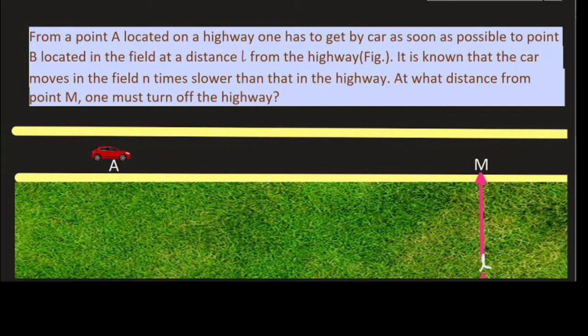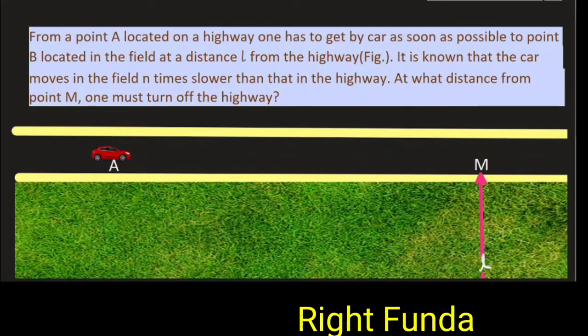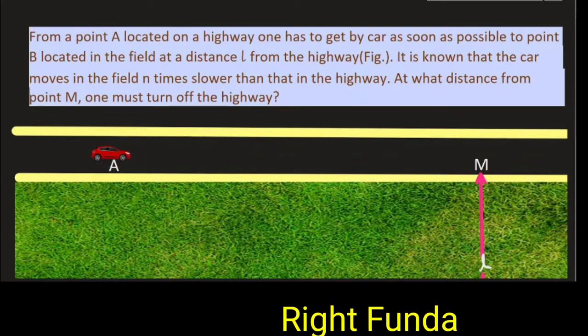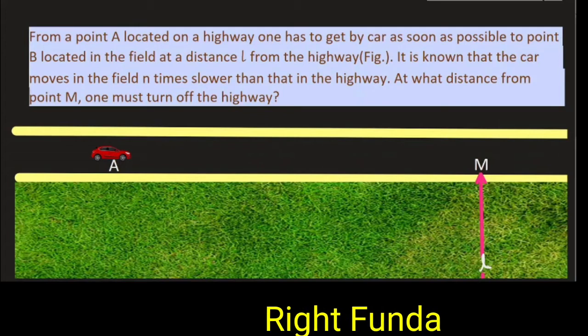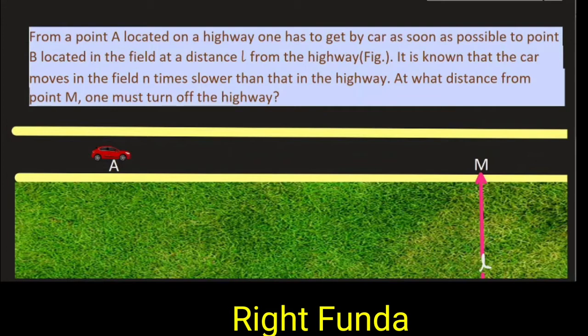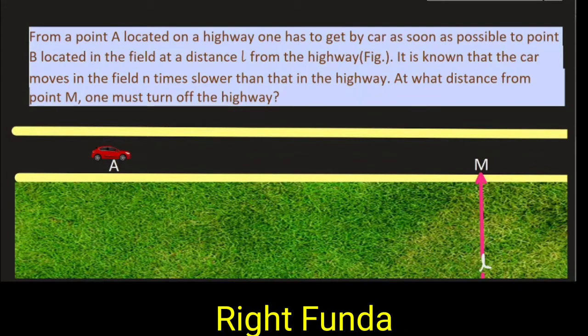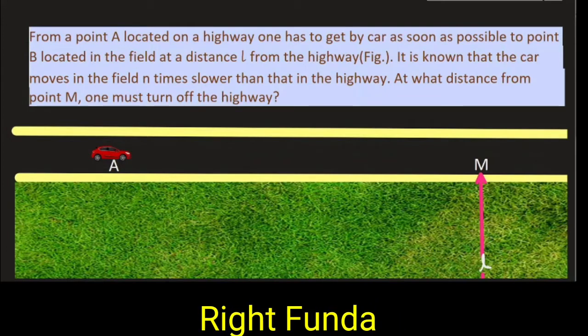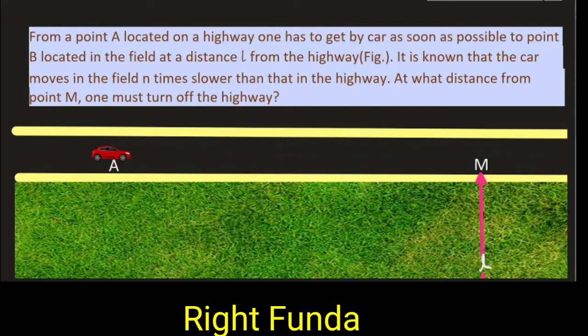Here is another interesting problem from kinematics. Let's go by the problem, what the statement says. From point A, located on a highway, one has to get by car as soon as possible to point B, located in the field at a distance L from the highway. That is shown in the figure. It is known that the car moves in the field n times slower than on the highway. The question is asking, at what distance from point M must one turn off the highway?